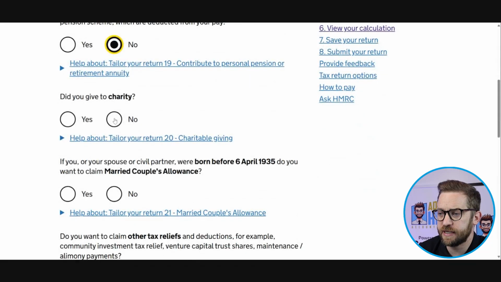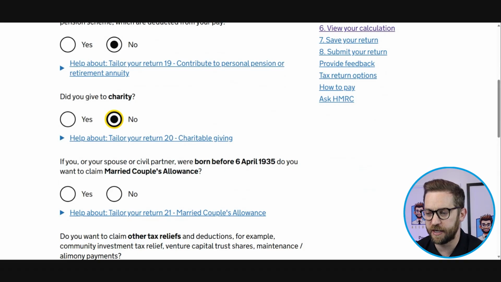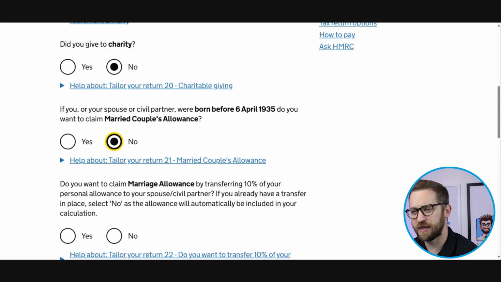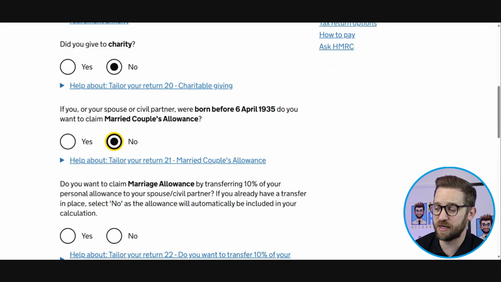Did you give to charity? I'm saying no. Again, you can get additional tax relief if you're a higher or additional rate taxpayer and you've made contributions to a qualifying charity. Would you like to claim married couples allowance? This only applies to people that were born before 6th of April 1935, so it's becoming increasingly less likely.